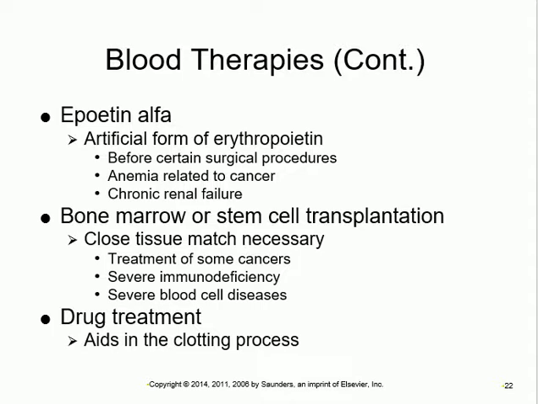Epoetin alpha, this is erythropoietin. What's erythropoietin? A hormone that does what? Blood cell formation. And where do we secrete it from? From the kidney, yes. So this is a hormone secreted from the kidney to stimulate red blood cell formation, to stimulate the bone marrow to make more red blood cells. So this can be a treatment. Sometimes you need a bone marrow transplant, sometimes drugs, and so on.